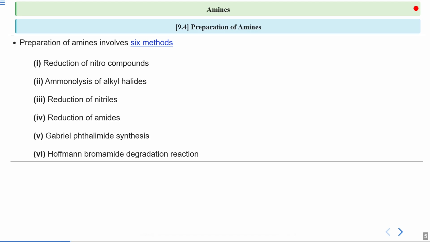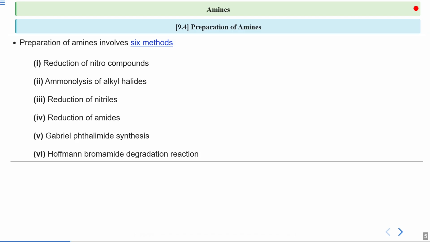And finally, we have the last one, which is Hofmann-bromamide degradation reaction. So what happens in this reaction? An amide, it reacts with bromine and a base to produce a primary amine with one fewer carbon than the original amide. Okay, one fewer carbon. So this is a useful way to shorten the carbon chains while introducing an amino group.